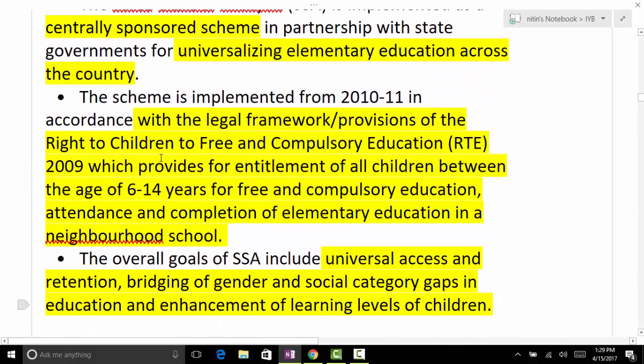Six to fourteen years of free and compulsory education. So that is elementary. First to fifth is primary, sixth to eighth is upper primary, and overall first to eighth is elementary. First to eighth is elementary education.